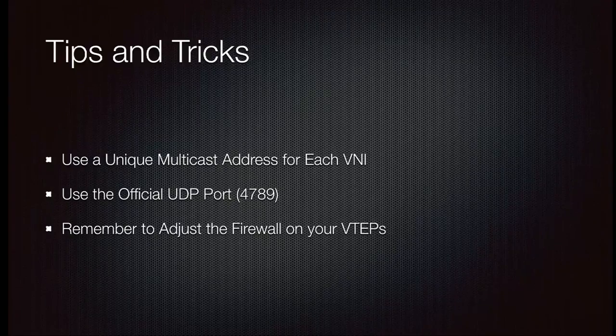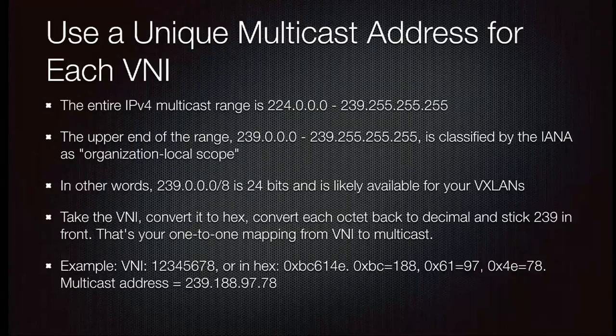A couple things to keep in mind as you're using VXLAN. You're going to want to use a different group address for each identifier. Use the official port and adjust the firewall. So the VNI, some implementations just say, hey, let's use 224.0.0.1 for everything. OpenStack did that for a while. But that's not a good idea for a few reasons. Let's say you've got 10 networks. If they're all using the same group address, they're all seeing all the traffic for all the networks, even if you've only got one or two networks you're interested in that you actually have hosts on. So if you use a different multicast address for each VNI, then you only see the traffic you're interested in on that host, on that VTEP.